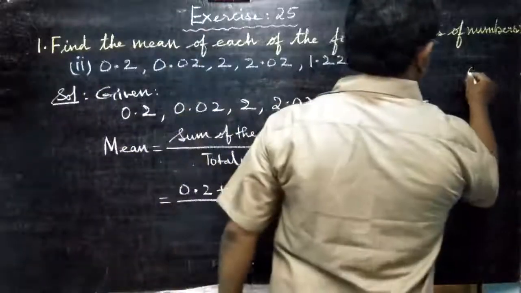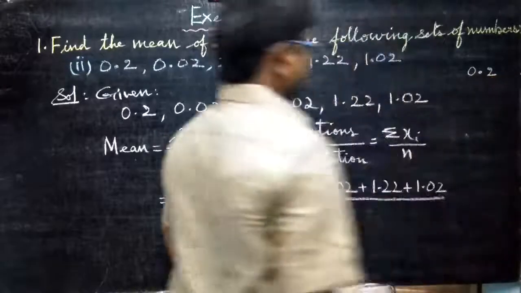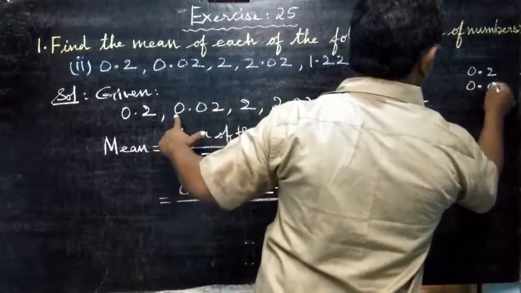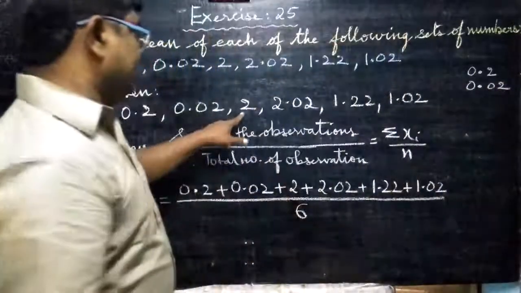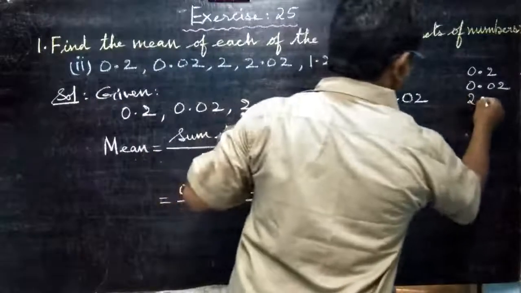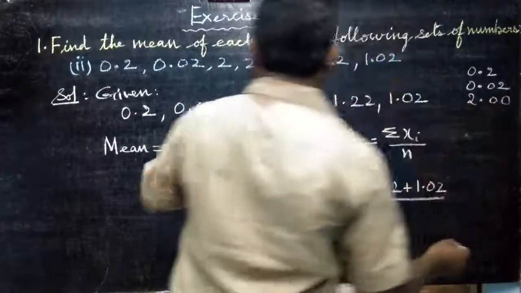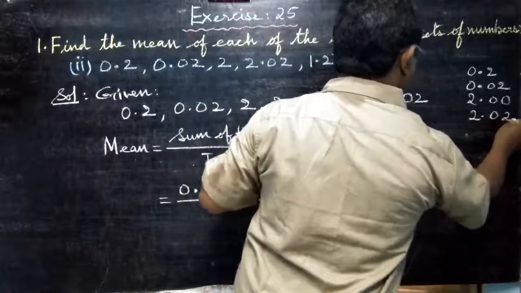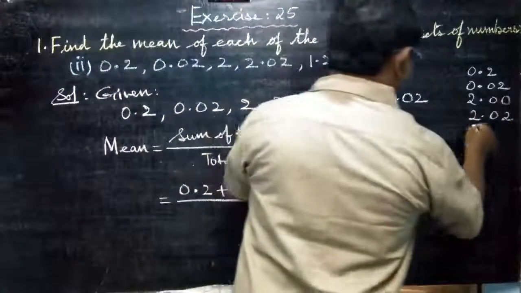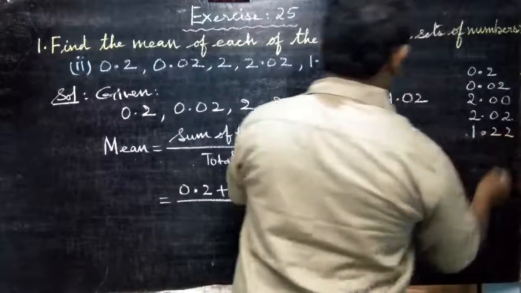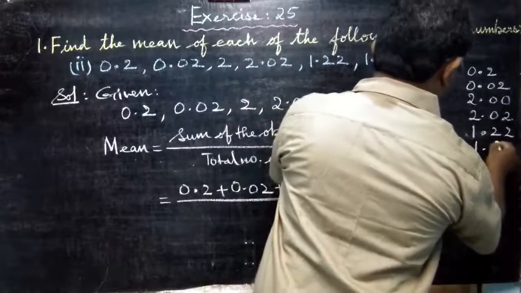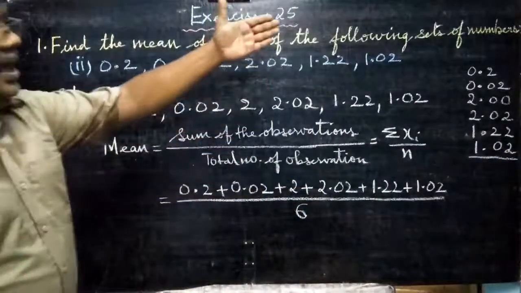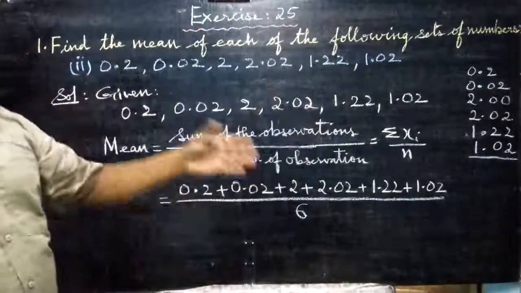Now adding is very important. Write 0.2, decimal under decimal, 0.02. Next, they gave 2, and 2 means 2.00. Next 2.02. Next 1.22. Next, the last one, 1.02. The problem is very simple, but arranging those numbers decimal under decimal is very important.